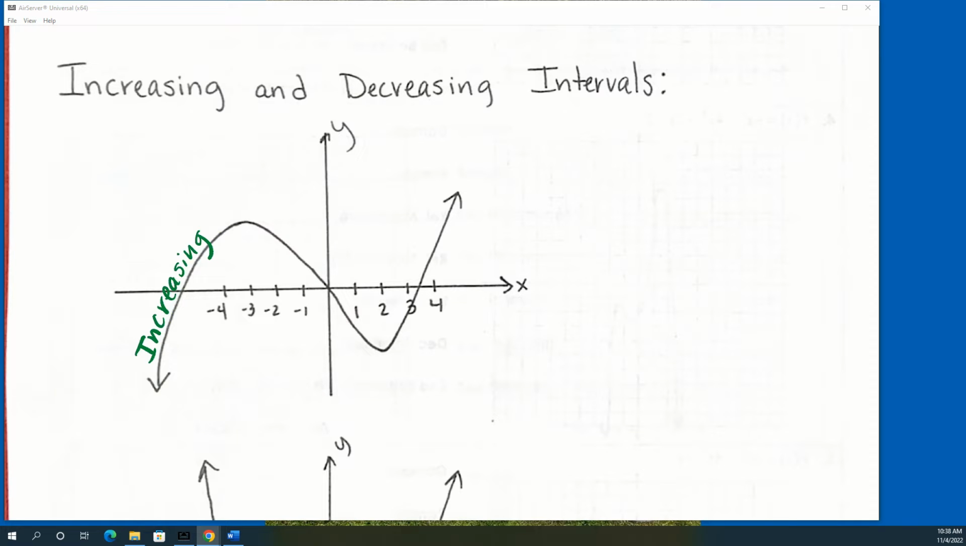And then decreasing is when, if you're reading it from left to right, you're going downhill. So this section right here is all going to be decreasing. And then on this particular graph, I have another section that's increasing because I'm going uphill.